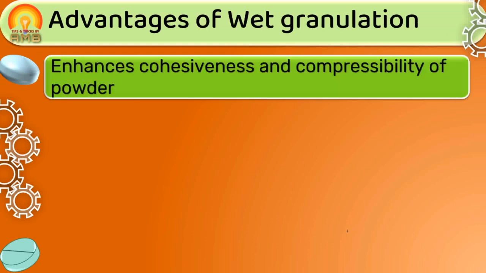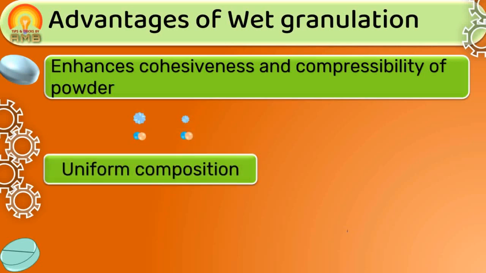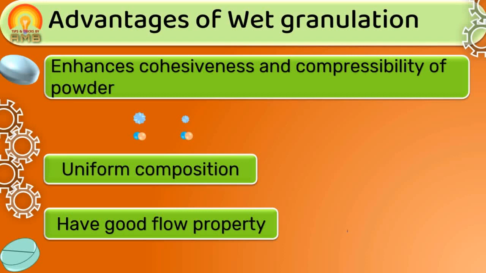Wet granulation enhances cohesiveness and compressibility of the powder. So granules obtained after the wet granulation process are cohesive in nature and easily compressible. Wet granulation leads to uniform distribution of powders and produces granules of uniform composition. Thus it assures content uniformity in the tablet. Granules prepared by wet granulation have good flow properties. Thus it ensures uniformity of weight of the tablet.